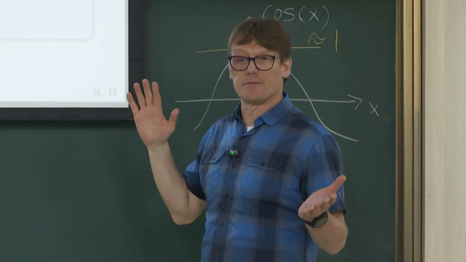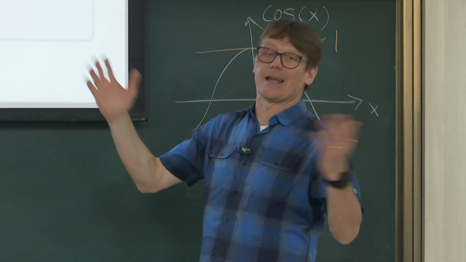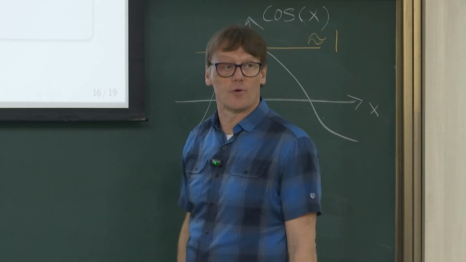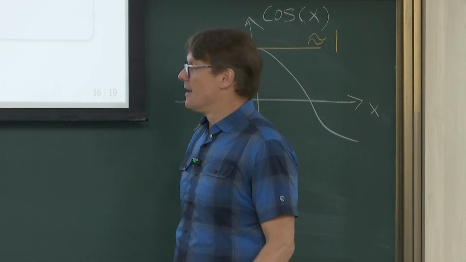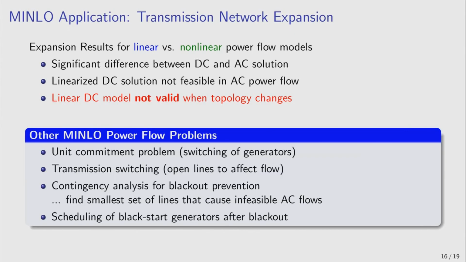Transmission switching is a problem that's identical to the problem that I just showed you, but instead of adding lines, you allow yourself to just open a line. Opening a line means you basically don't let any flow go through it. And why would you want to do that?